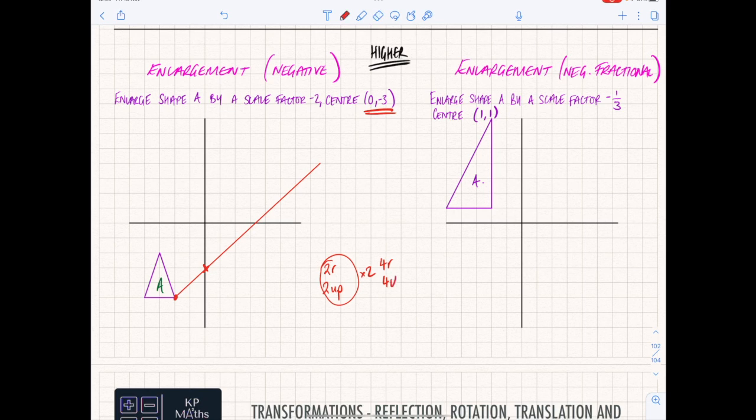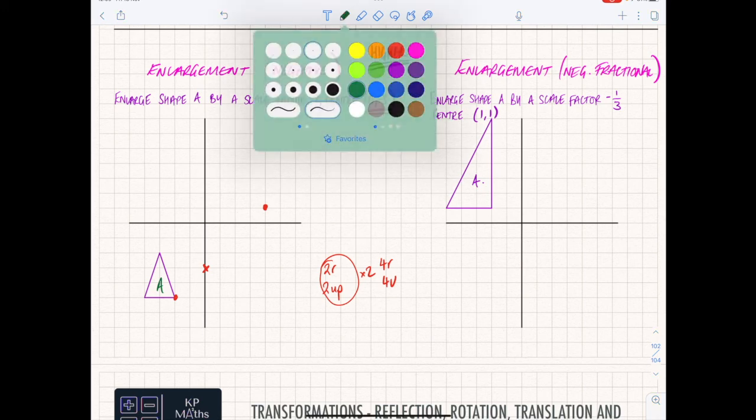You go back to your centre of enlargement. From here to here, I went 2 right, 2 up, and now I go 4 right, so 1, 2, 3, 4, and 4 up, 1, 2, 3, 4. Now, that is the point where it needs to be. And if I draw that line a little bit better, you can see that it goes through that point. Drawing that line just tells you where it should be, and it helps you to make sure that you're in the right place. Let's see what happens with the next one.